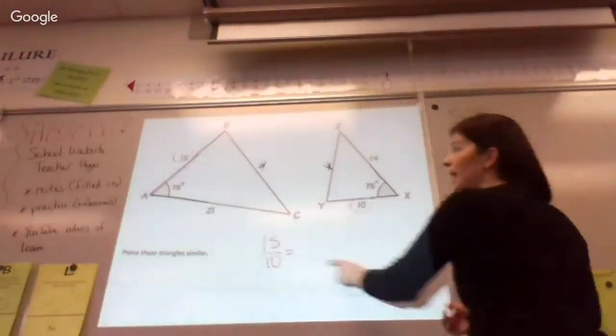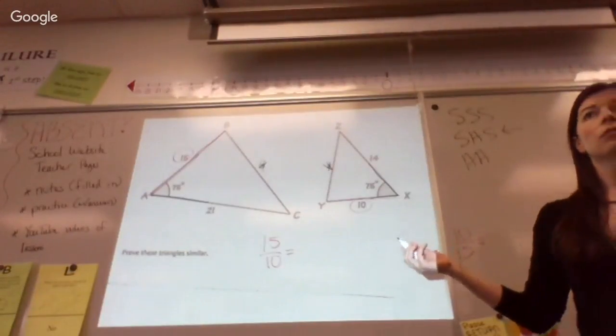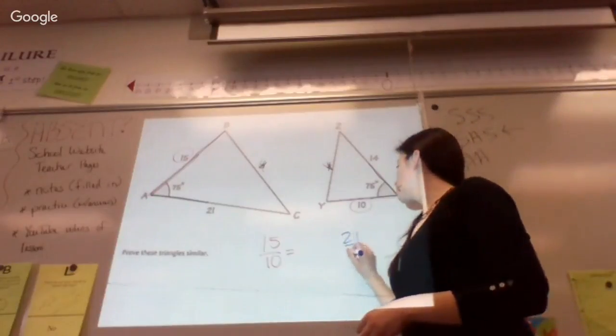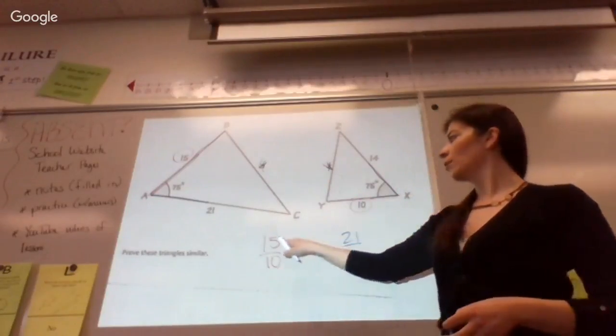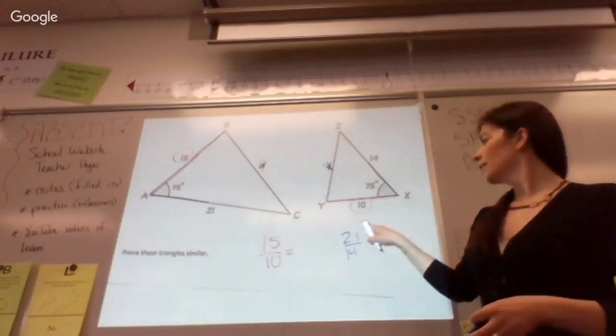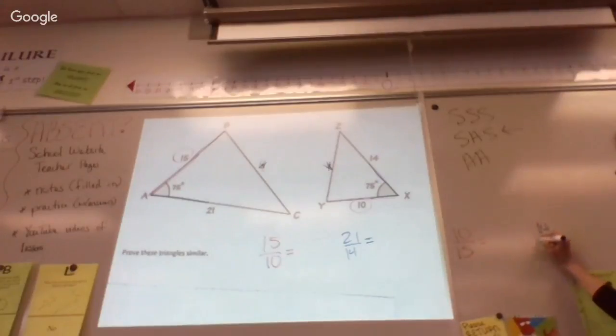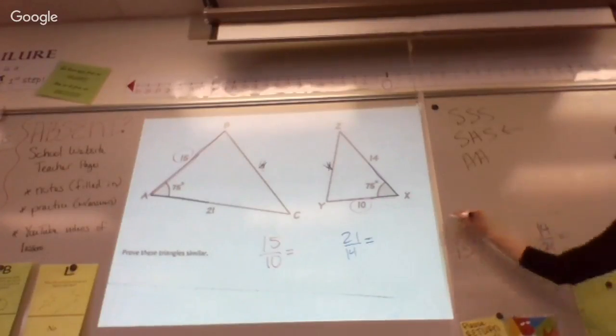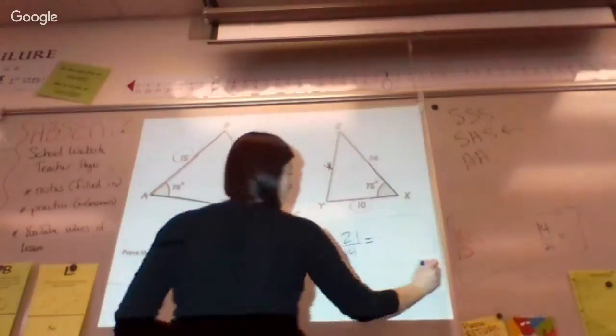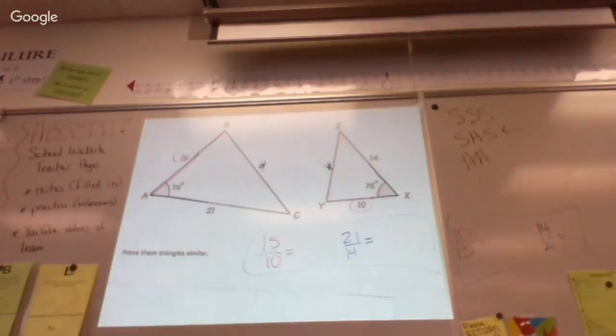So if you do 15 over 10, what should be your other proportion? 21 over 14. Yes. Big triangle over small triangle. If you did this way, you'd be switching them. But whichever way you do it, they need to match. And then you can correctly decide if they are equal, and thus if they're proportional, and thus if they are similar. Check your 14 over 21 again. What can they both be divided by?